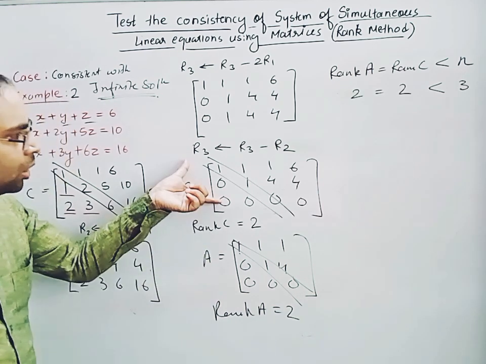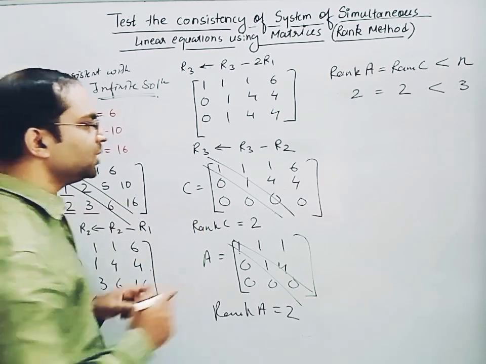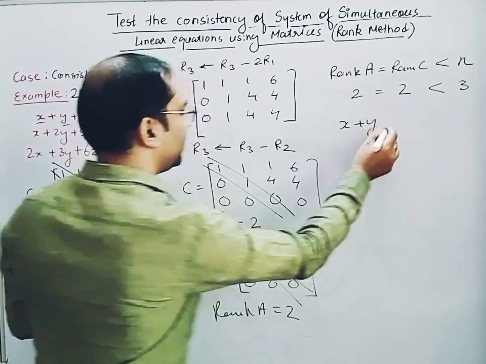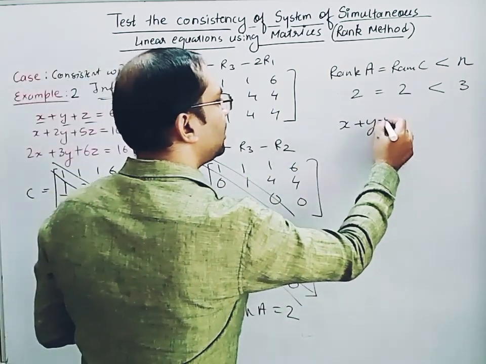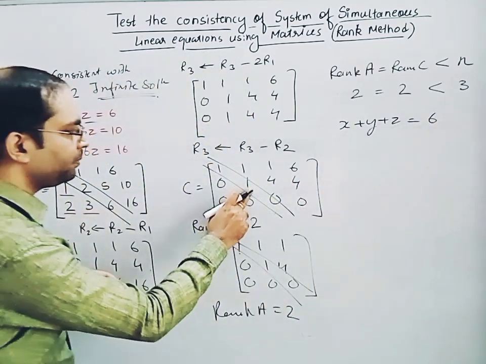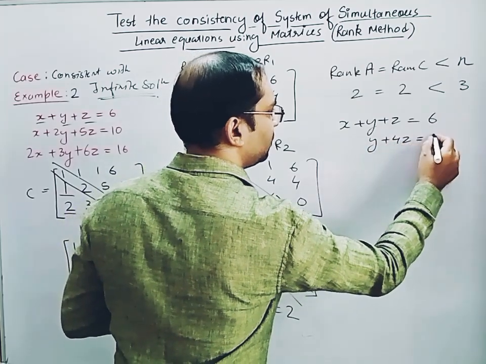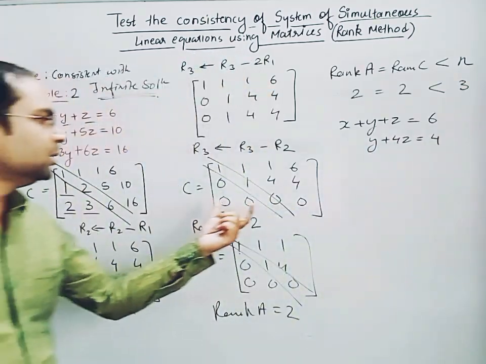So, we will be using this augmented matrix and we'll find out the equations. From this augmented matrix, the first equation would be x plus y plus z equal to 6. So, this becomes the first equation. The second equation would be y plus 4z is equal to 4. And we will not have any third equation here.